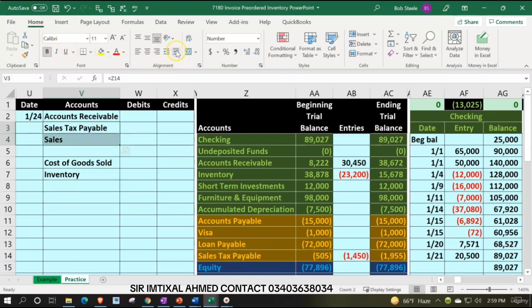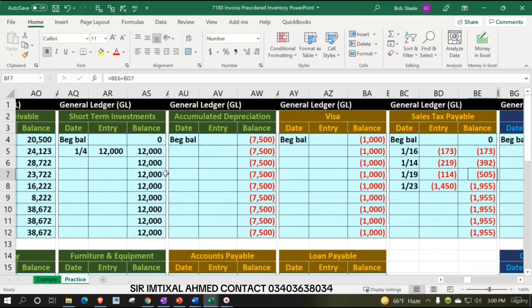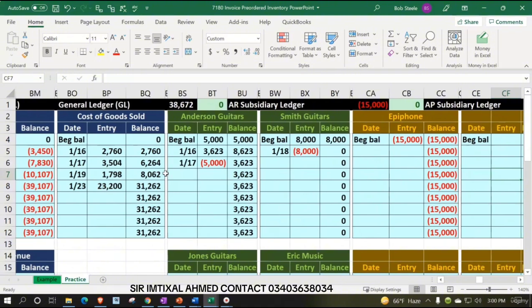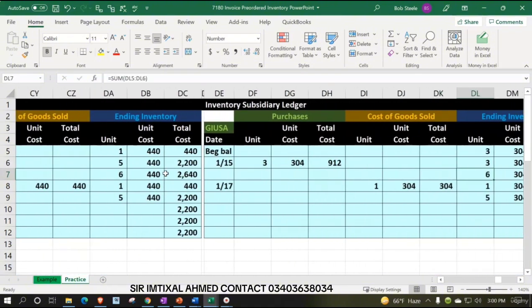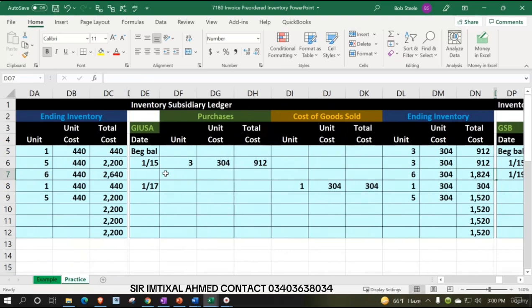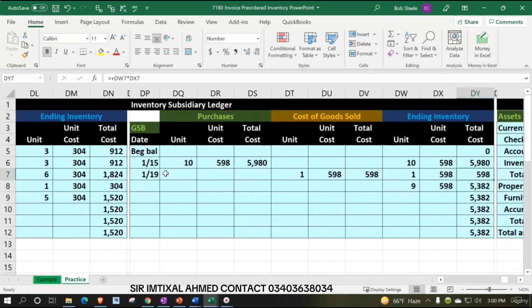Home tab, alignment, indent, and indent. So now we want to think about the stuff that we're selling. What kind of stuff are we selling? We're going to go all the way over to the right to find the stuff. And we're in the subledger with the inventory items, and we're going to sell a bunch of these GSBs again. Now we're going to have a problem. We're actually going to oversell more units than we have at this point, which is going to be an inventory kind of problem for us.